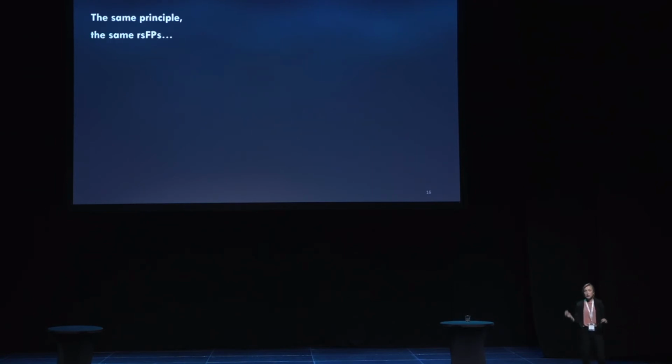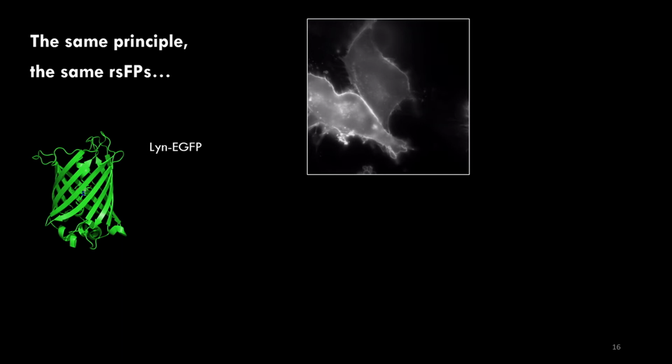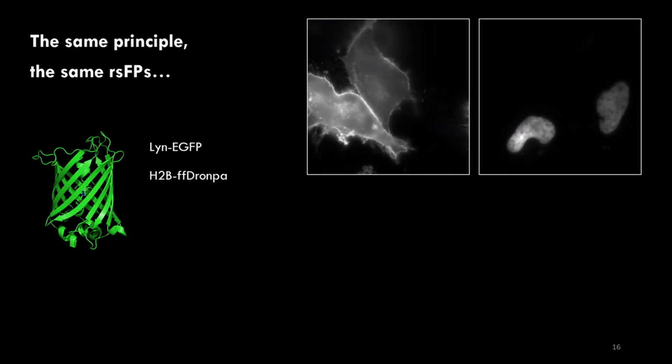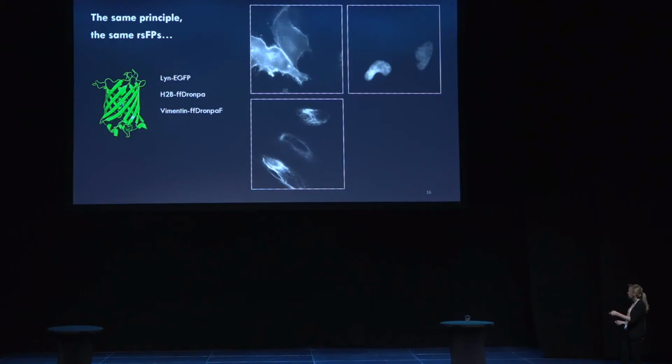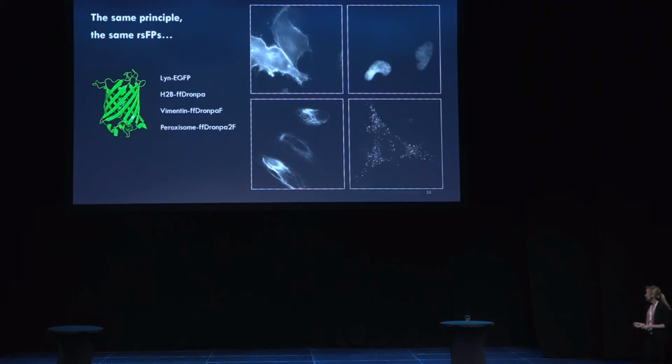So we will use the same measurement principle, the same reversibly switchable fluorescent proteins, but we will use them in eukaryotic cells, and they will be targeted to different structures. So these are HeLa cells, and these express EGFP targeted to the membrane, FF-Drompa targeted to the nucleus, then FF-Drompa-F targeted to vimentin, the cytoskeleton, and in the end, FF-Drompa-2F targeted to the peroxisomes, which are the little dots.